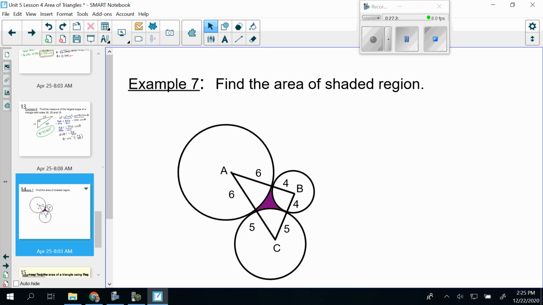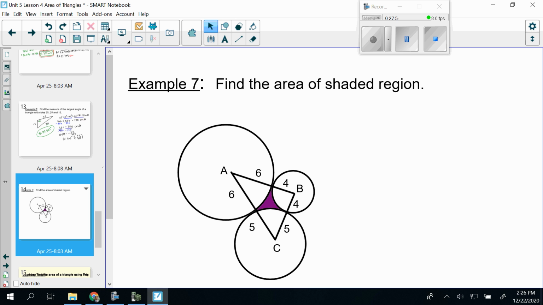All right, last one here. They want us to find the area of this purple shaded region, and it's the region in between those three circles. So we need to figure out what the area is of some of these little sectors, and then use some subtraction to find it out. Some things we know here.